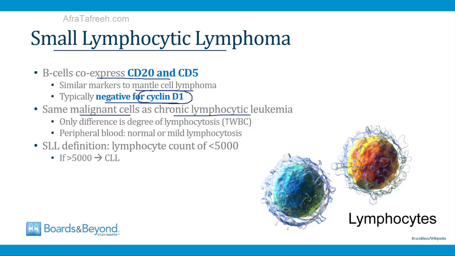The only difference between SLL and CLL is the degree of lymphocytosis, meaning how high the white blood cell count gets. In small lymphocytic lymphoma, peripheral blood usually has a normal white cell count or only a very mild lymphocytosis. By definition, to meet the criteria for SLL, the peripheral lymphocyte count has to be less than 5,000. If it's above 5,000, then we call the condition chronic lymphocytic leukemia.